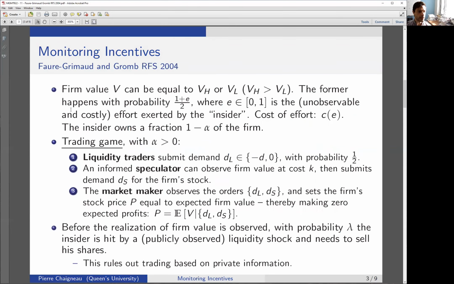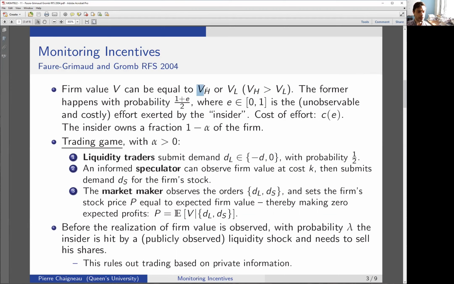Okay, but in this paper, Antoine Faure-Grimaud and Denis Gromb take a different perspective. And they do so by combining a Kyle model for price determination, or at least a modified version of a Kyle model, with a moral hazard perspective in which the actions of an insider can improve firm value. So what is this model? Everything will be as simple as possible, but not simpler.